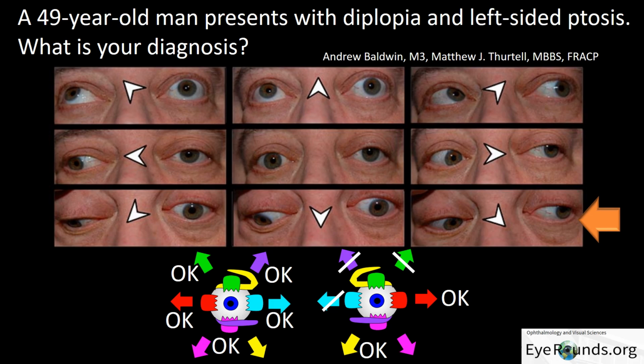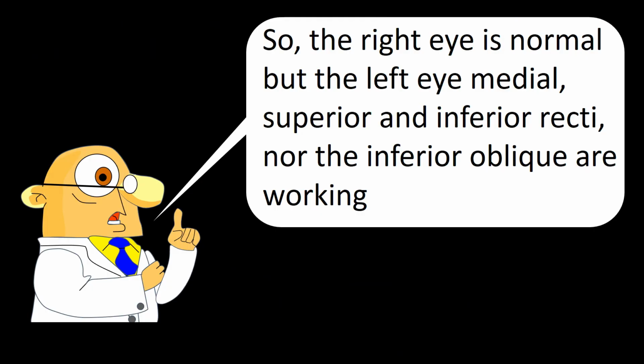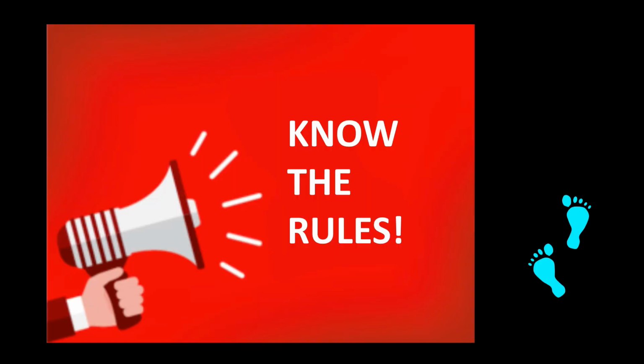Now we ask the patient to look left and down. The left eye goes out, but not down, indicating a left inferior rectus weakness, while the right eye has moved in and down, indicating a normal right superior oblique. So the right eye is normal, and in the left eye the medial, superior, and inferior recti, as well as the inferior oblique, are not working. So we have taken the first step and we are ready for the second step, selecting the nerve affected.